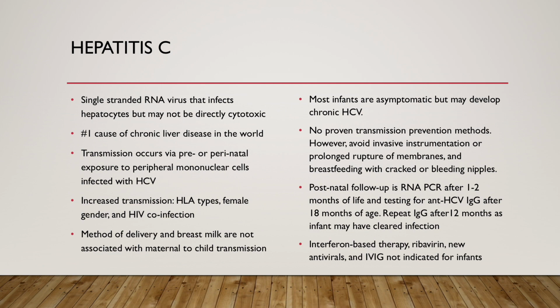However, if it is known that the mother has hepatitis C, invasive instrumentation or prolonged rupture of membranes during labor should be avoided. If you're concerned about transmission to a newborn, you should test with RNA PCR after 1 to 2 months of life. Anti-HCV IgG should be tested after 18 months of age, and if positive, you should repeat testing after 12 months, as the infant may have cleared the infection on their own. Interferon-based therapy, ribavirin, new antivirals for hepatitis C and IVIG are all commonly used to treat adults with hepatitis C. However, these are not indicated in infants.